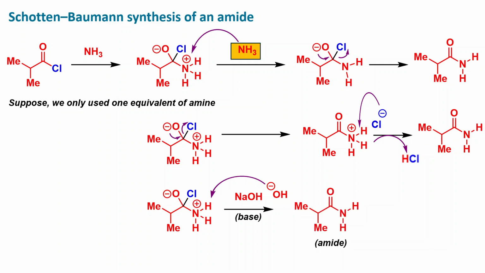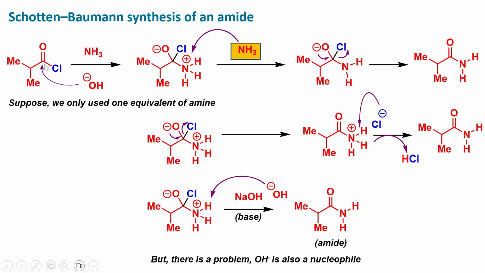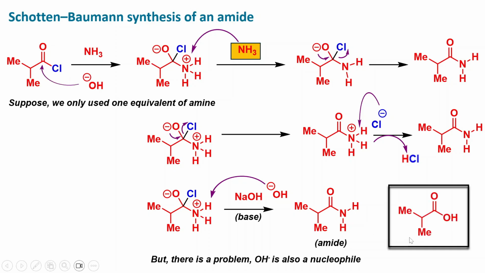But there is a problem for this reaction. This is because OH minus is also a nucleophile. So if you treat the amine along with the base, what will happen? The OH minus generated from this NaOH will attack this carbonyl carbon of this acyl chloride and it will generate a carboxylic acid. So you will get a carboxylic acid. So how can you prepare an amide by mixing amine and sodium hydroxide or any other base?